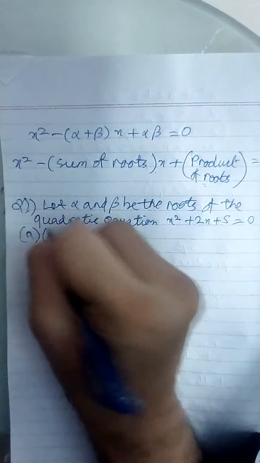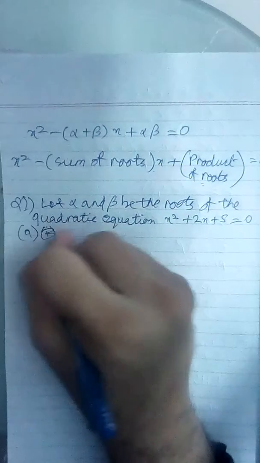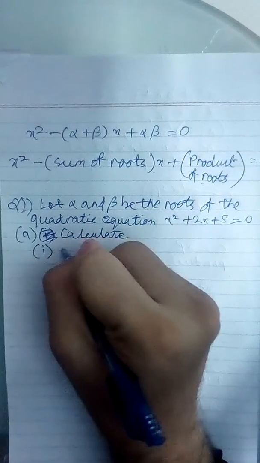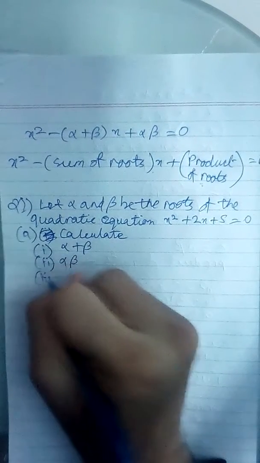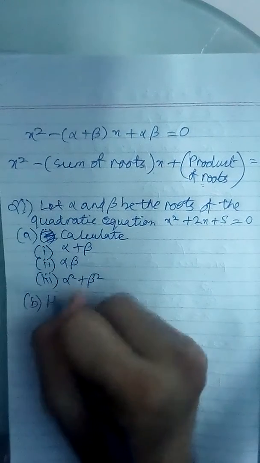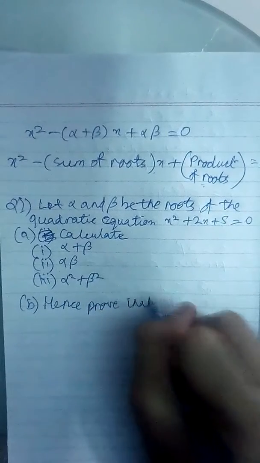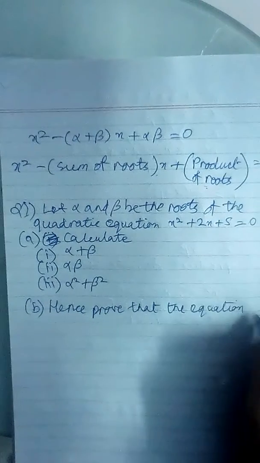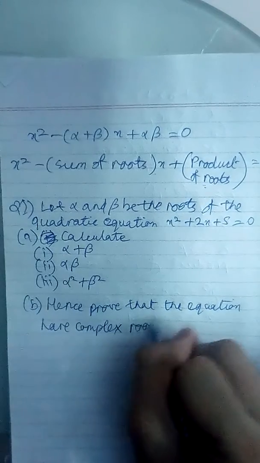Okay, part A, part 1. We need to calculate part 1: alpha plus beta, part 2: alpha beta, part 3: alpha square plus beta square. Hence prove that the equation has complex roots.